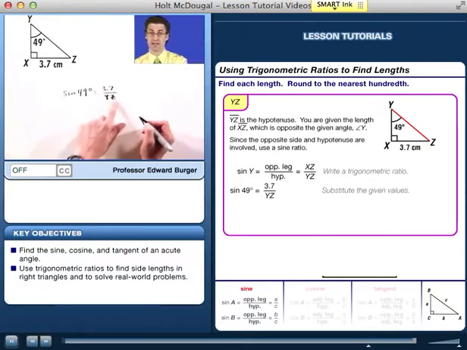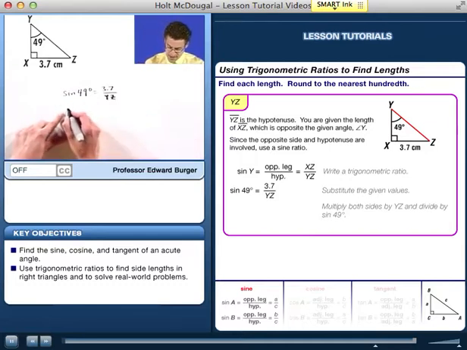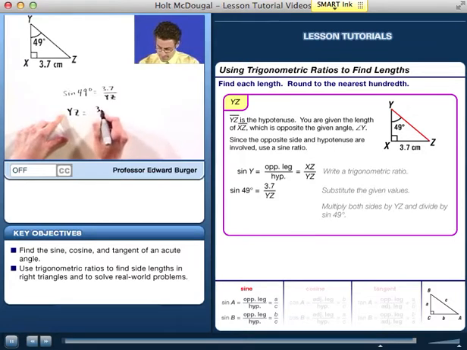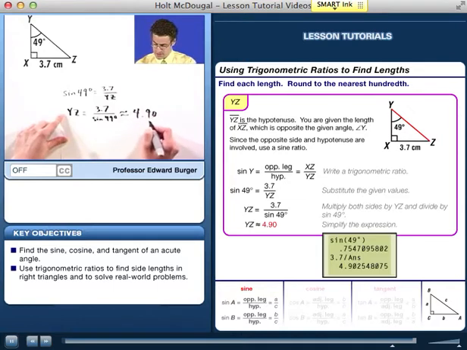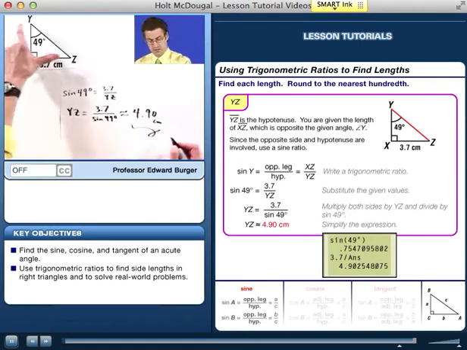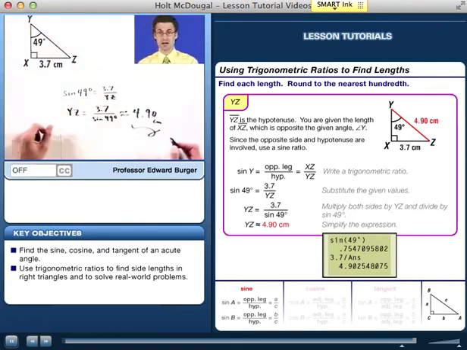So I can solve this for that length. I can multiply both sides by YZ, and then divide through both sides by sine of 49 degrees, and I see that YZ equals 3.7 divided by the sine of 49 degrees. And if you plug that in on a calculator and round, we see 4.90. What are the units? The units are centimeters. And so this length here is 4.90.